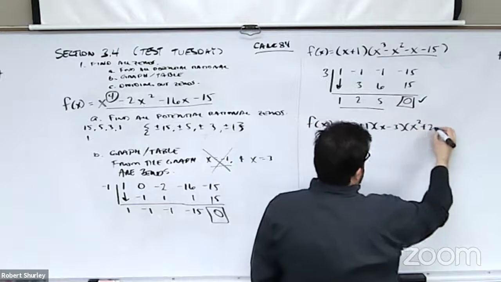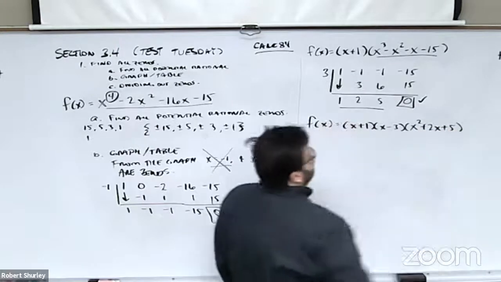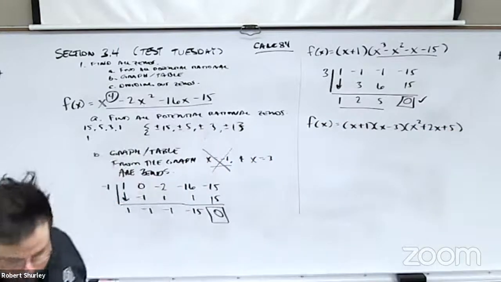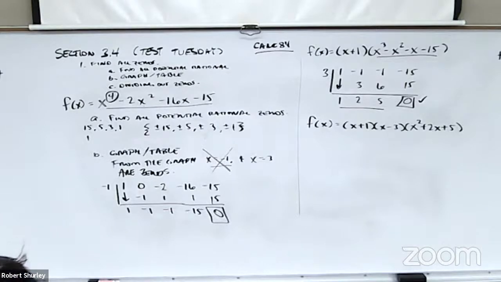Yay, the crowd goes wild. Okay, x squared plus 2x plus 5. And I'm going to pause it right here.